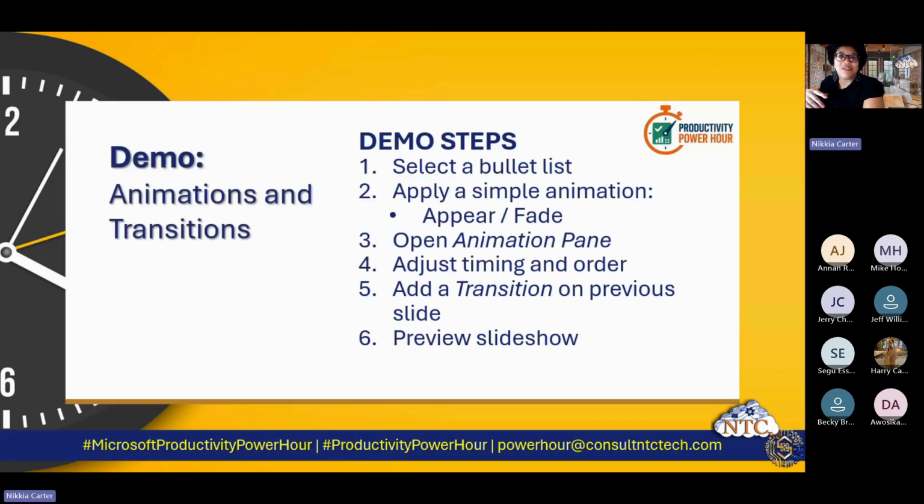All right. So if we look at how to do some of these animations and transitions, we're going to select the bulleted list. Then I'm just going to do a simple fade up here animation. Then I'm going to adjust the timing and the order so that it animates things in a certain way. So the title comes up first, and then the bullets come up next, and then also have it transition to another slide from a previous slide. So I'm going to do all of that, and then we're going to preview that. Okay.